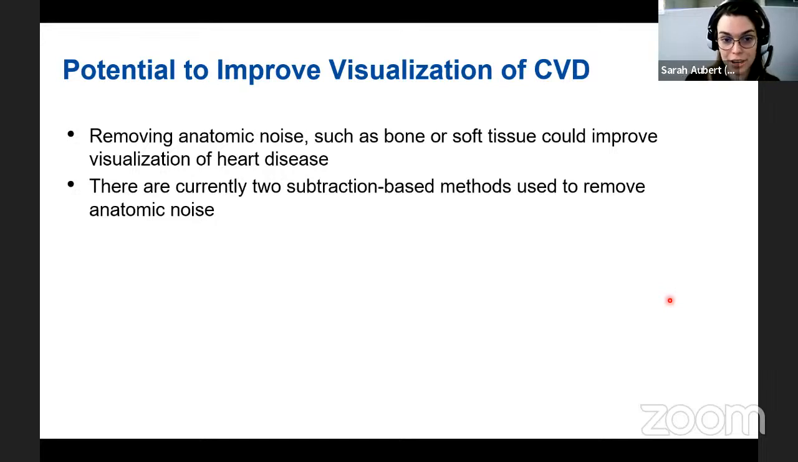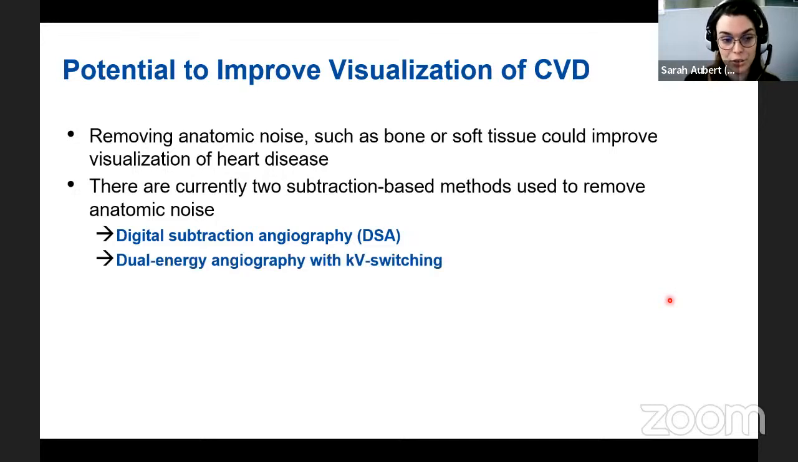Currently, there are two subtraction-based methods that we can use to remove anatomic noise like bone and soft tissue. The first is a technique known as digital subtraction angiography, or DSA. And the second is called dual energy angiography, and it's implemented with a fast kV switching technique.